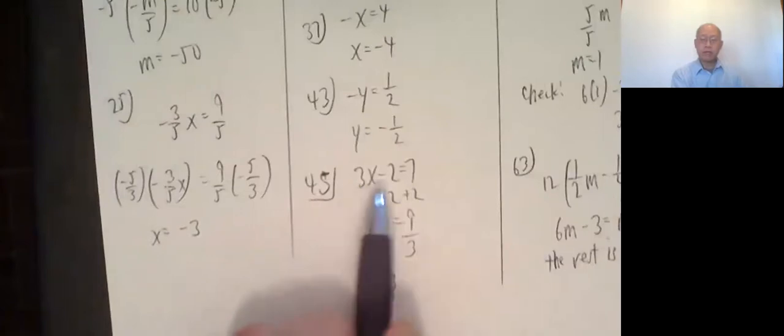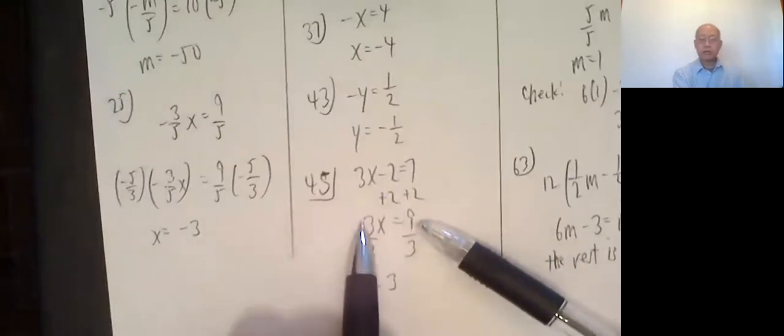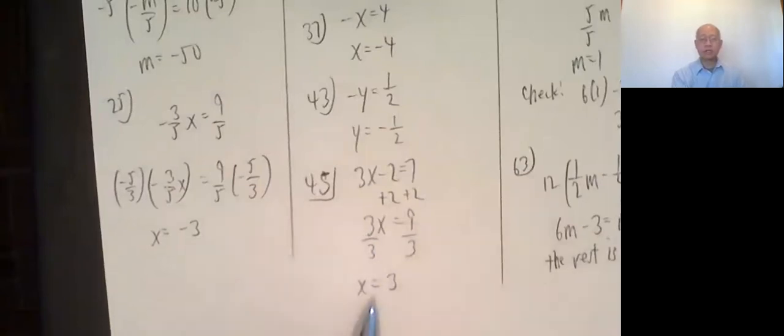Okay, then starting with 45, you have multiple operations to isolate the x. So you have to get rid of the 3 and the negative 2. How do I get rid of negative 2? You add 2 to both sides. That cancels out. 3x equals 9. Divide both sides by 3. 3 divided by 3 is 1. 1x is just x. So x is equal to 3.